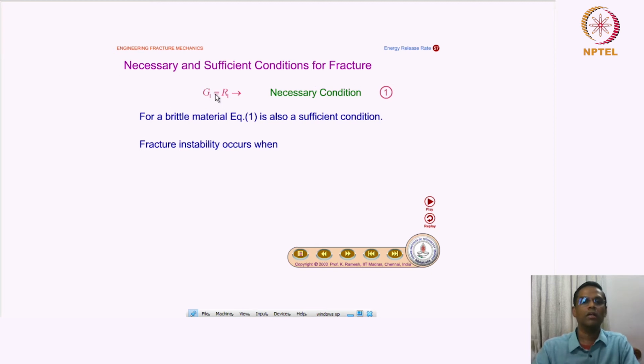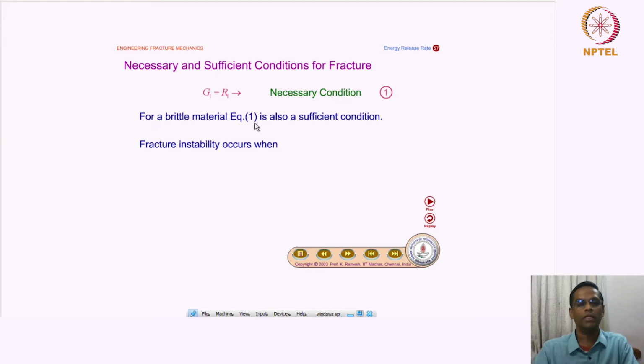What is this? G1 equal to R1 is a necessary condition. What is R1? It is the resistance of any given material, which is inherently related to surface energy. This is what we have seen. So this is the first condition for the crack to grow, that is, G1 should be equal to R1. It is a necessary condition.